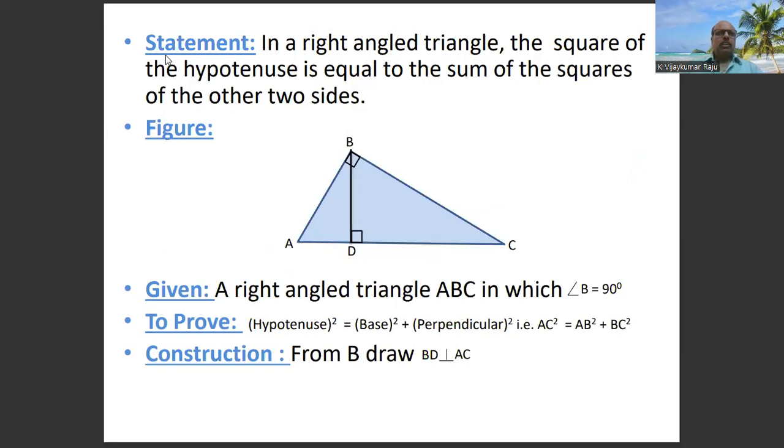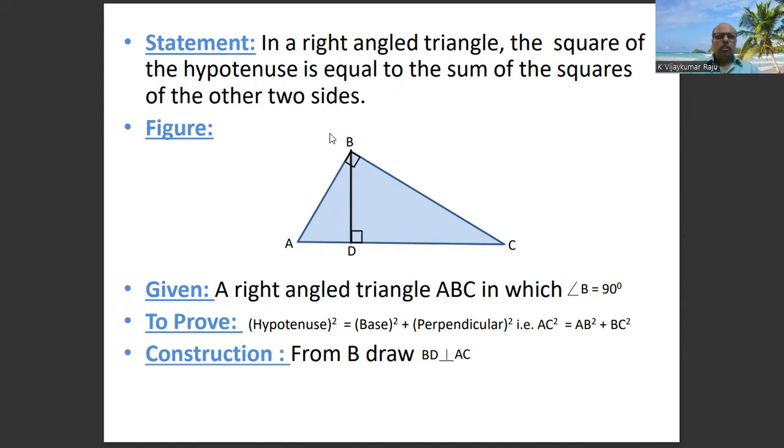So first, you have to write a statement and underline that, so the examiner will know for sure that you are writing the statement here. In a right angle triangle, the square of the hypotenuse is equal to the sum of the squares of the other 2 sides. This statement you have to learn by heart. Having written the statement, then draw the figure. So this is your figure.